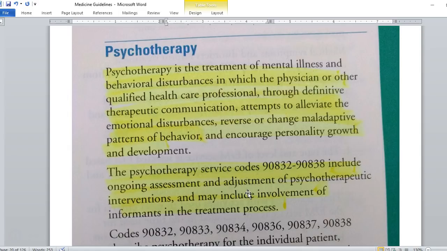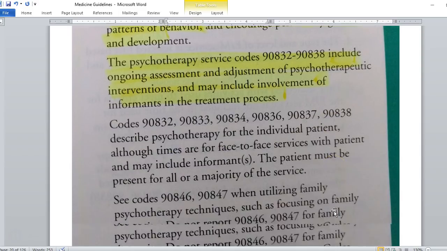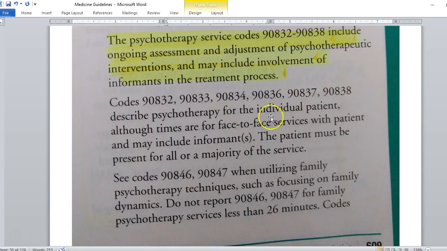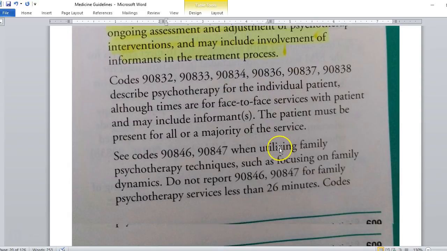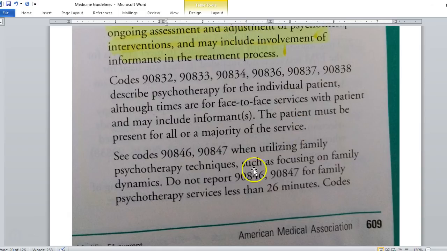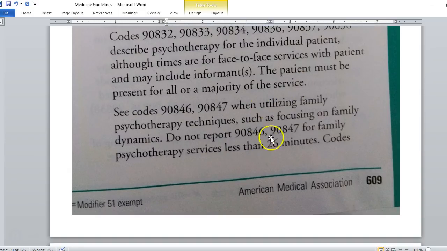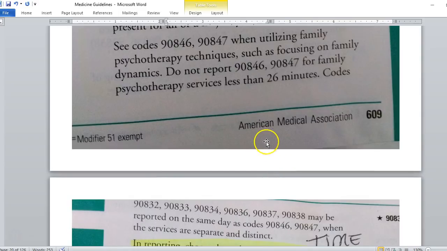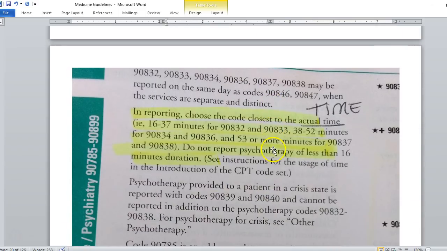Now, the psychotherapy service codes 90832 to 90838 include ongoing assessment and adjustment of psychotherapeutic interventions and may include involvement of informants in the treatment process. Now, we have a whole set of codes for the individual patient. We also have codes for the family. Okay, here's a big thing right here. Do not report 90846 and 90847 for family psychotherapy less than 26 minutes. So these codes have to hit the time component.